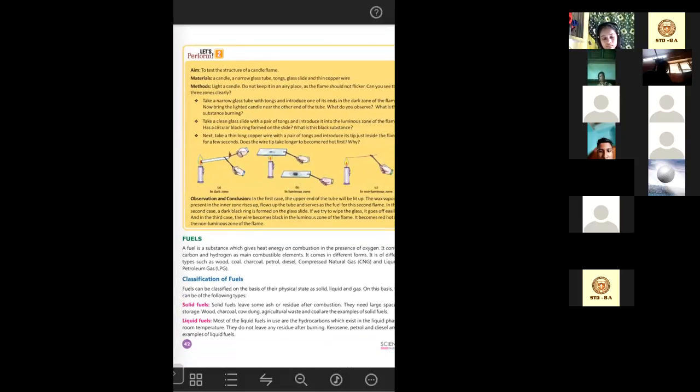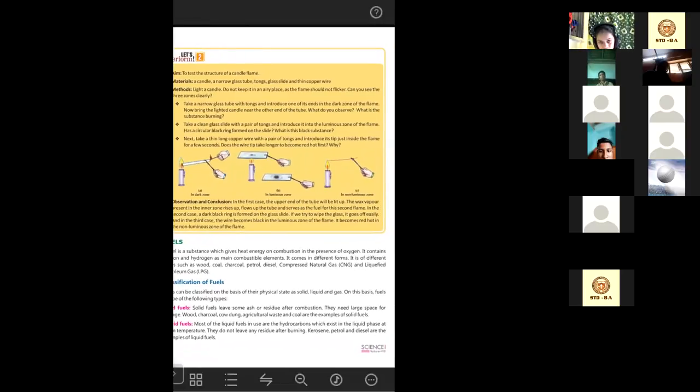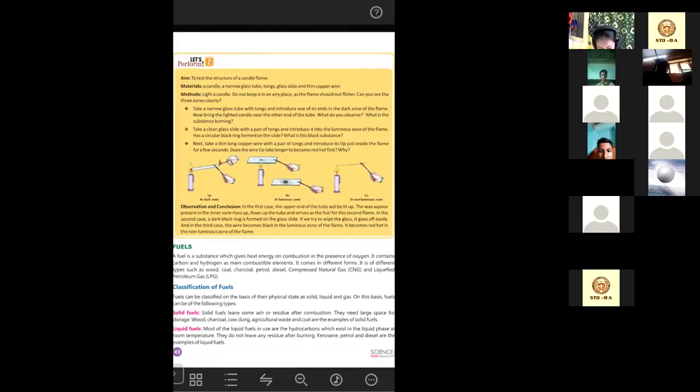Actually, the page is continuously zooming out and zooming in. I can't read it properly. I'm having some difficulty in reading. Okay, now it's okay, I think.